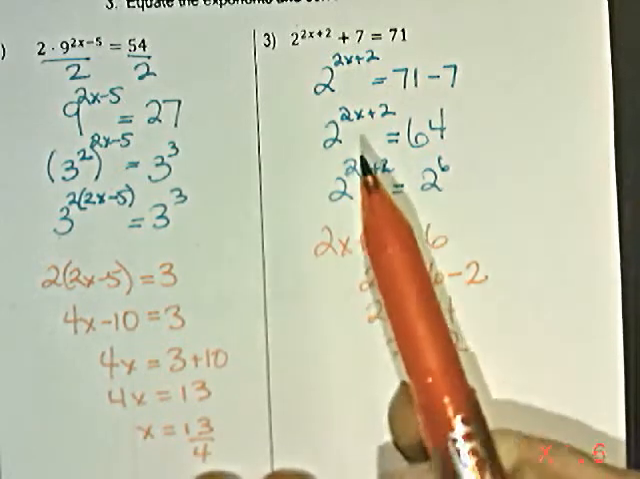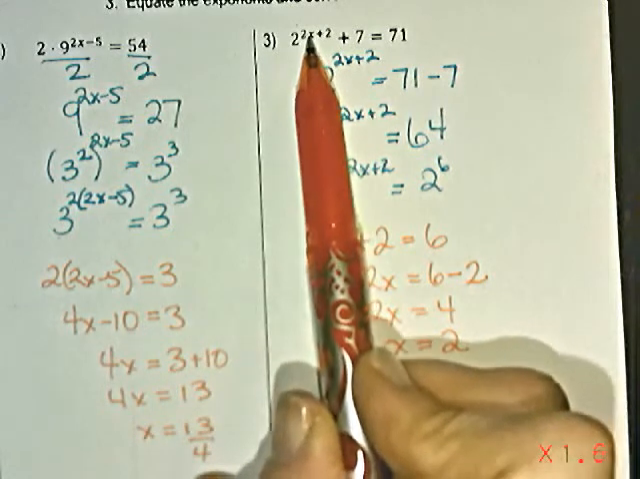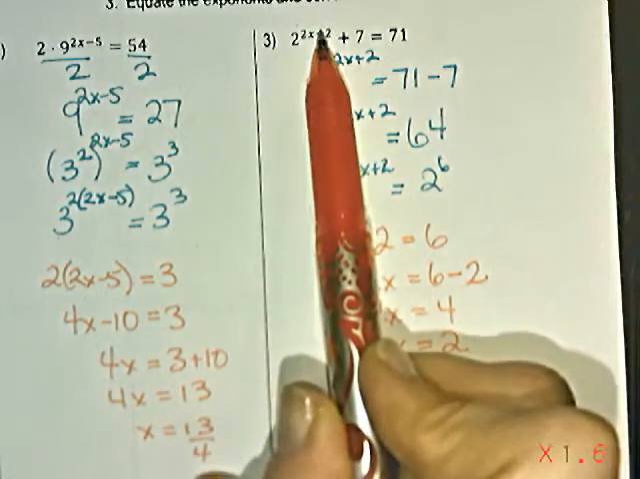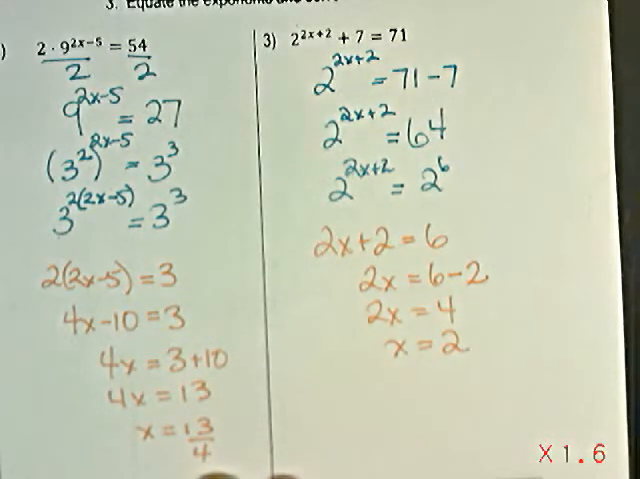So the mystery value that makes this true, I need a 2 here. 2 times 2 would be 4. 4 plus 2 is a 6. 2 to the exponent 6 plus my 7 does in fact equal my 71.